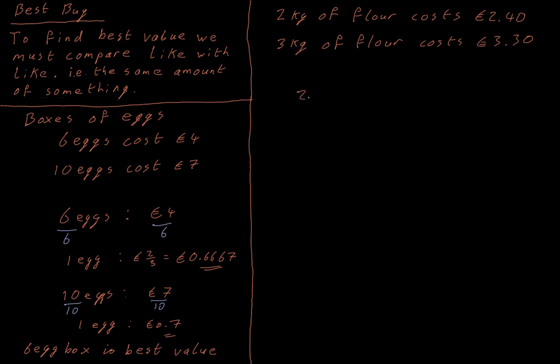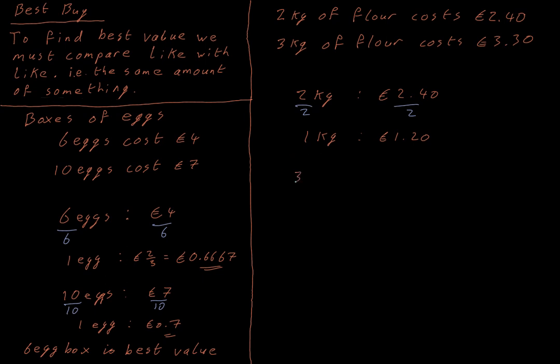Now, 2 kilograms of flour costs us €2.40. So how are we going to find out what this is? The direct proportion: we can just divide both by 2. If I got half as much flour, it would cost half as much. They're in direct proportion. So we divide that and we get €1.20.